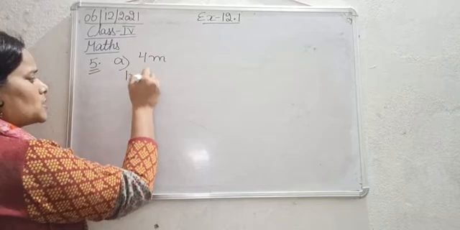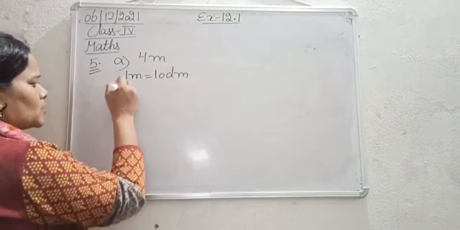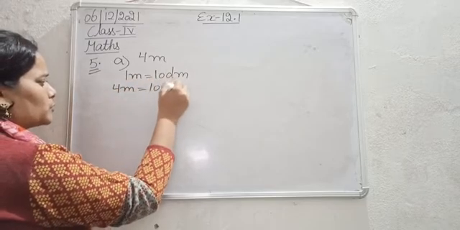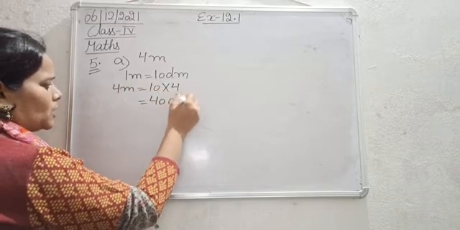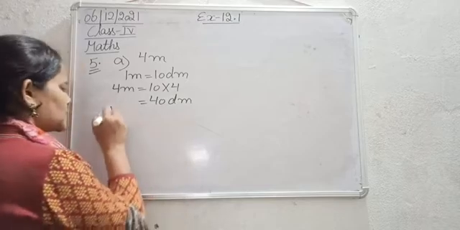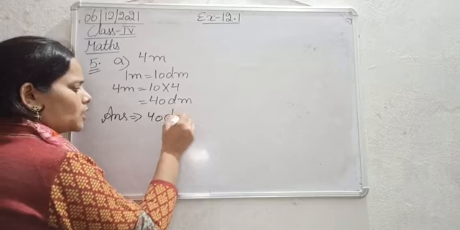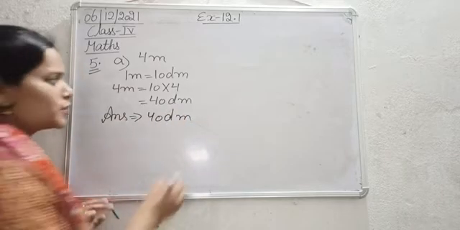1 meter is equal to 10 decimeter. So 4 meter is equal to 10 into 4, which is 40 decimeter. And this is the answer, 40 decimeter. Okay, so this is a simple conversion.